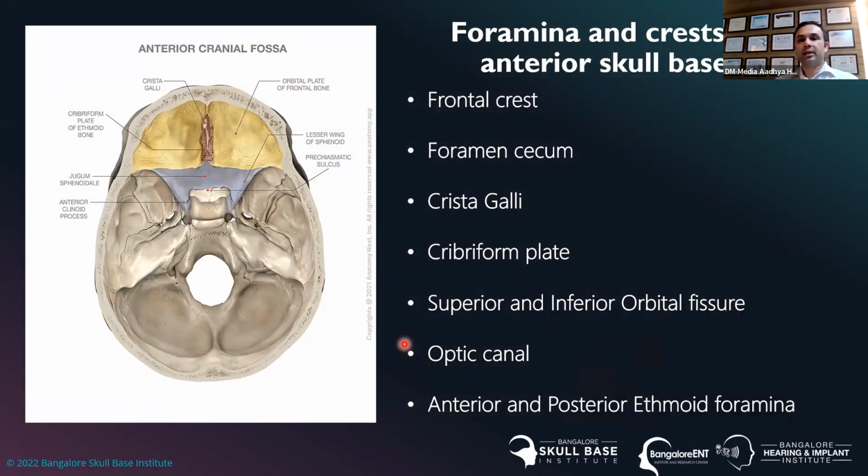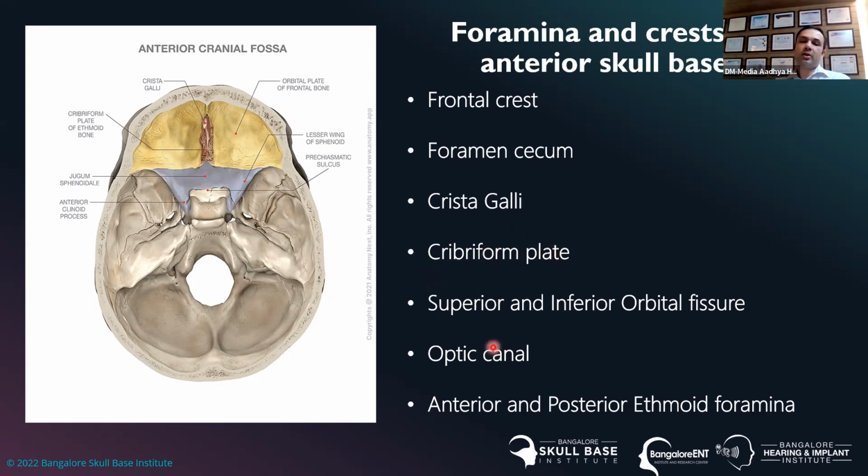Apart from that, there are a lot of foramina and crests present in the anterior skull base which are of importance to us, starting from the frontal crest. The frontal crest gives attachment to the falx cerebri. A little posterior to it is a small foramen known as the foramen cecum, where an emissary vein passes from the nasal cavity into the superior sagittal sinus. The crista galli is closely related to the falx cerebri and attaches it.